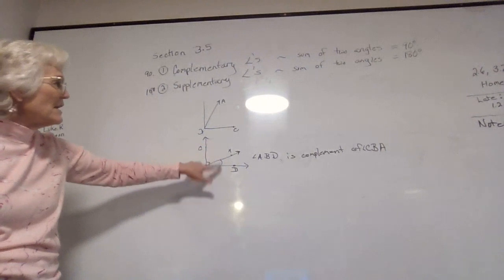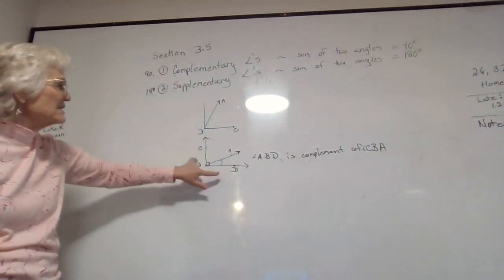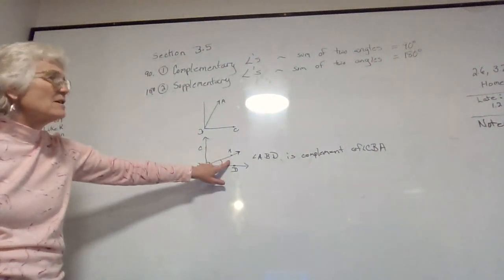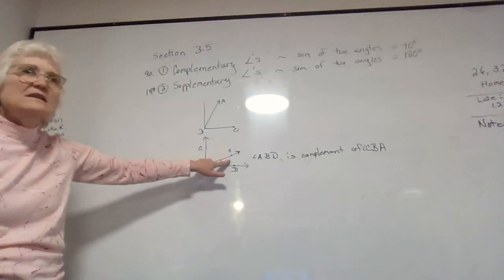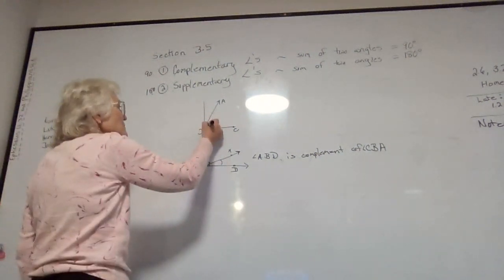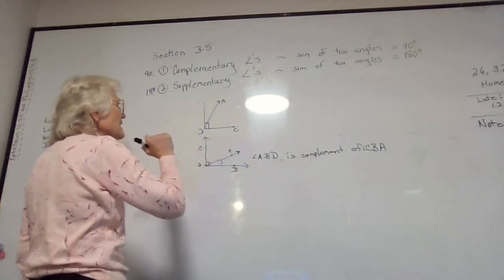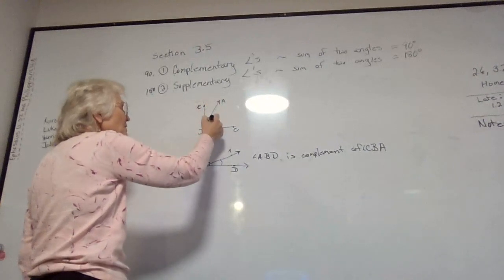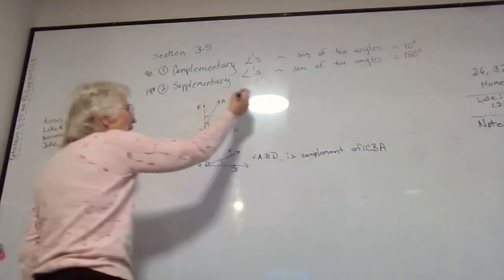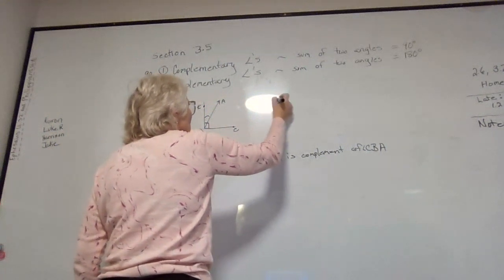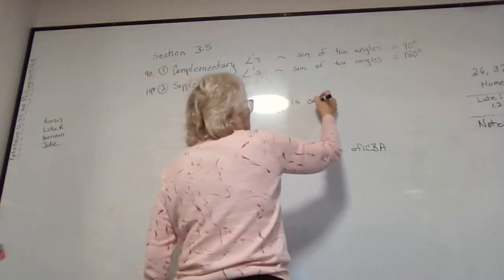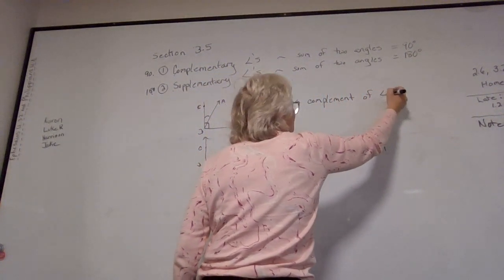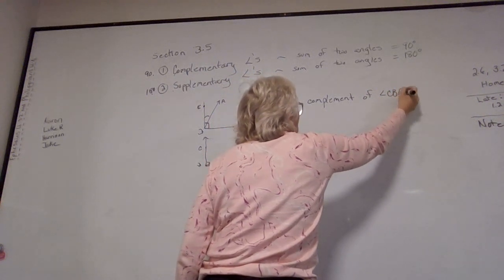This one, this is a right angle. CBD is a right angle. This angle and this angle are complements because they add up to 90. Okay? So if I redraw it and I have ABC here and I put E here, then I also know that angle EBA is complement of ABC. Let's just name it as CBA.